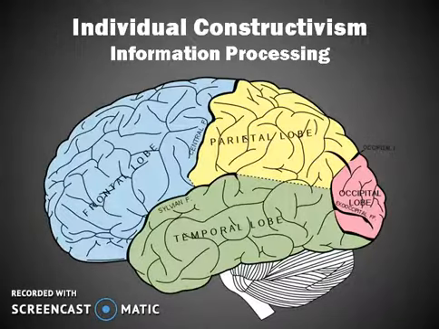Also under individual constructivism, we have information processing theory. This is really discussing how the brain interprets information, accommodates, assimilates information, as well as retains information. Both of these concepts will be further discussed during our individual constructivism video.